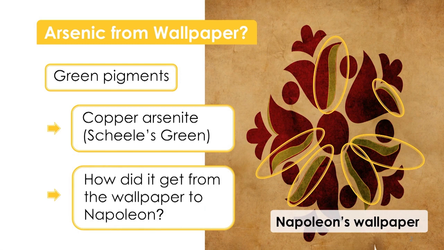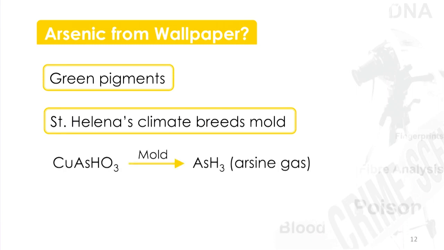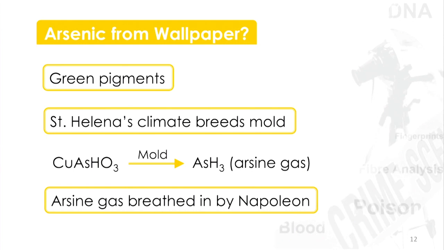Now, if there's arsenic in the wallpaper, how does it get from the wallpaper to Napoleon? And the answer comes from the climate of St. Helena. St. Helena is subtropical, it's warm, it's humid, it's a great place for mold to grow. And some species of mold have evolved the capability to digest arsenic. So some of these molds are able to take arsenic and convert it into volatile forms of arsenic, such as arsine, which is a gas. So that is how the arsenic could have got from the wallpaper to the emperor. He could have breathed it in as he lay on his deathbed.